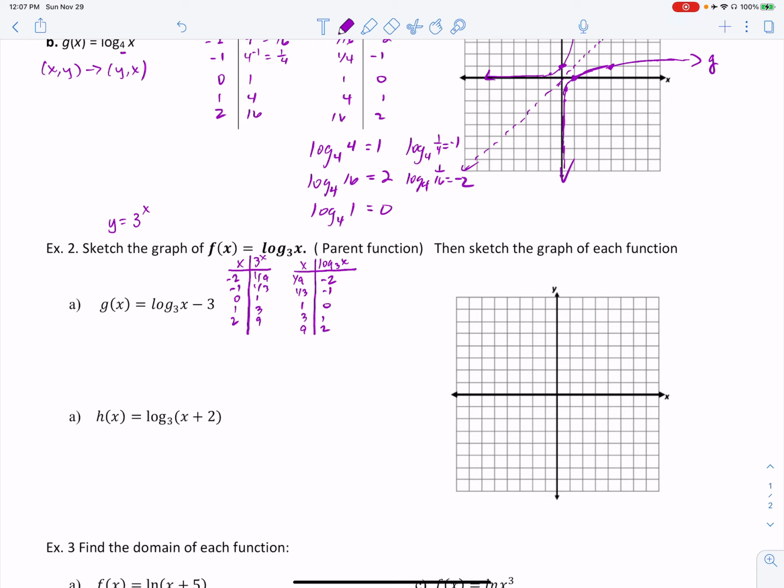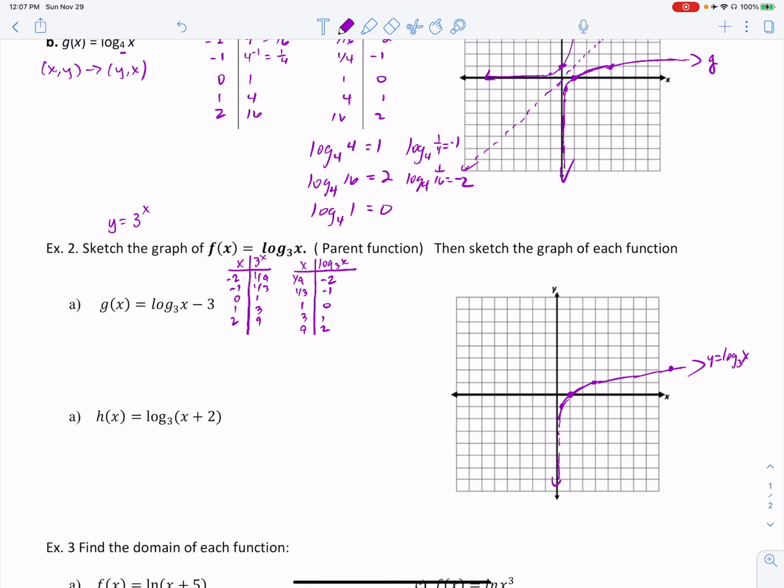And so at 1/9, we're at -2. At 1/3, we're at -1. At 1, we're at 0. At 3, we're at 1. And at 9, we are up at 2. And so there is the sketch. This is your y equals log base 3 of x.